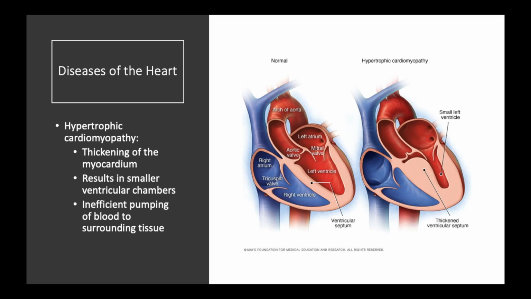Okay, some diseases of the heart. We have hypertrophic cardiomyopathy, which is the thickening of the myocardium. That muscle layer is very, very thickened, and it results in smaller ventricular chambers. The ventricles now have less space in the middle for blood because the muscle layer is too thick, so it results in inefficient pumping of blood to the surrounding tissues. This is a normal myocardium of the left ventricle, and this is hypertrophic cardiomyopathy, whereby the heart muscle in that ventricle is thickened. You can see now there's just this tiny amount of space for blood.